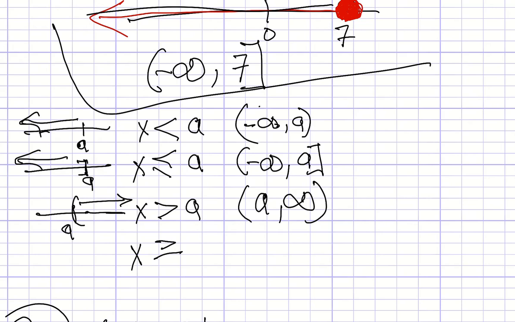Now, when it says x greater than or equal to A right here, A is included. So you start with A, you're going over there. Here A is included, so you gotta do it like that. I hope you see what I'm doing. This is A is included. That's how you write A is included, going to infinity.